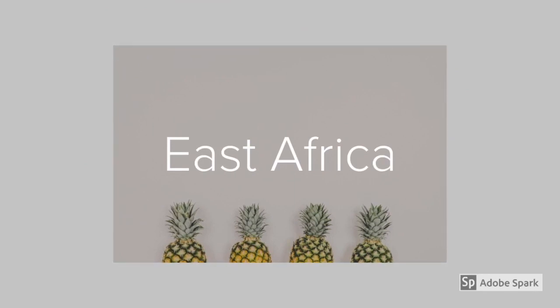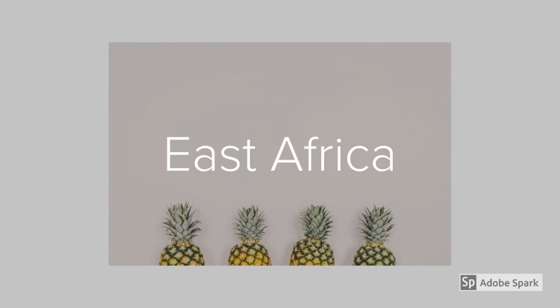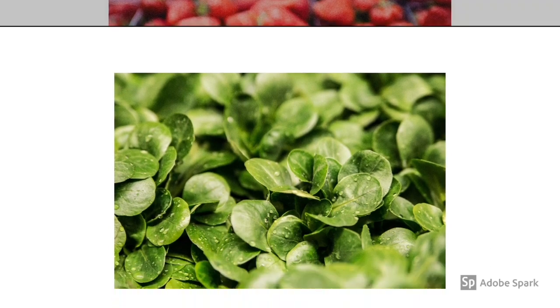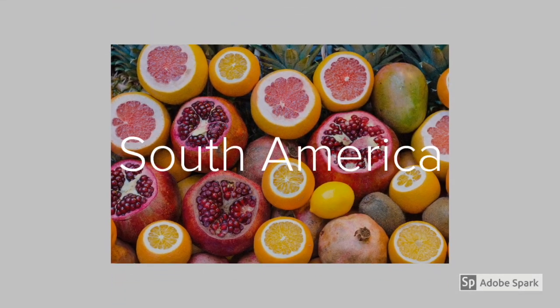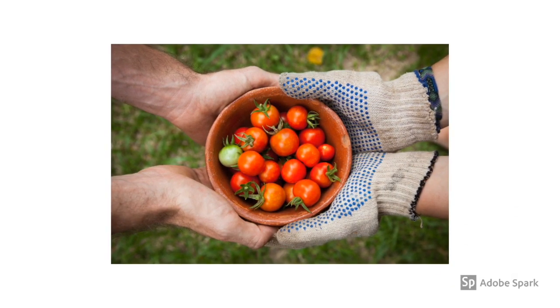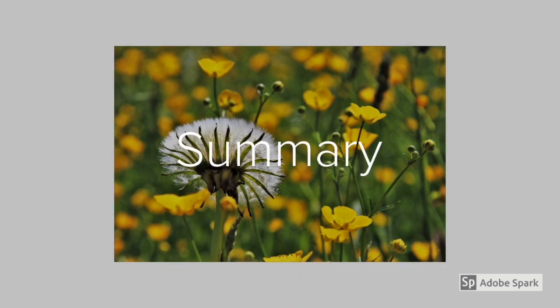And for the whole of Africa, there are fewer fruits because there is desert and it's more dry. In North America, there are fruits and vegetables. Last, for South America, there are fruits and vegetables. For summary, Asia and Europe are both rainy, and so there will be more vegetables and fruits.